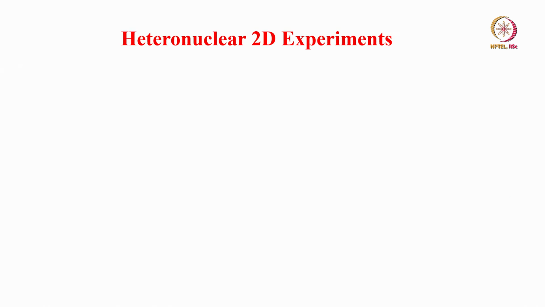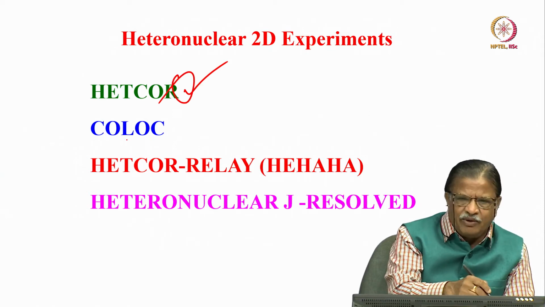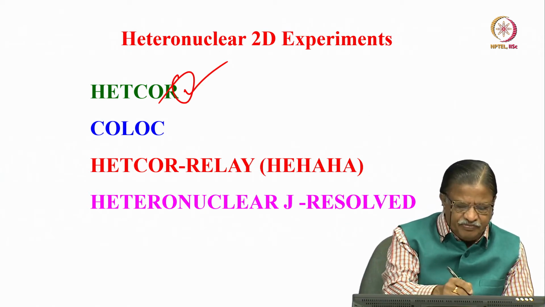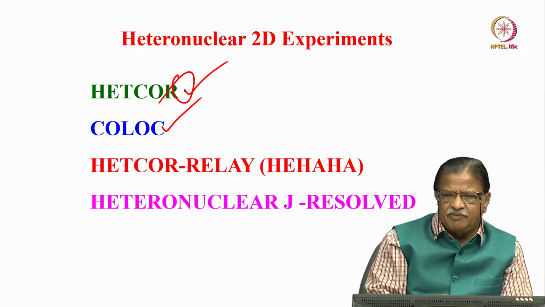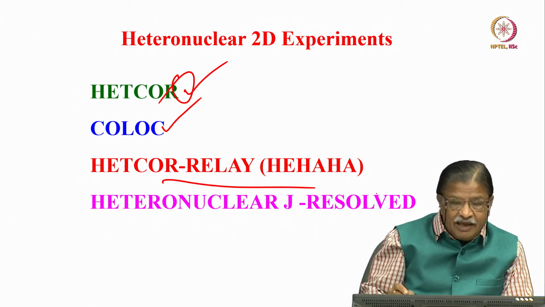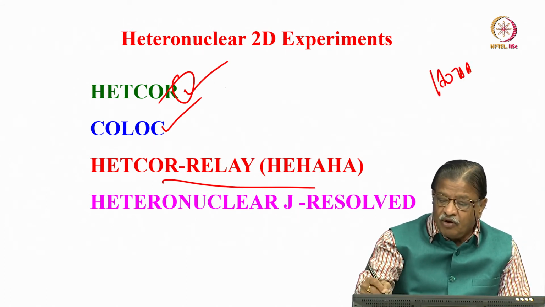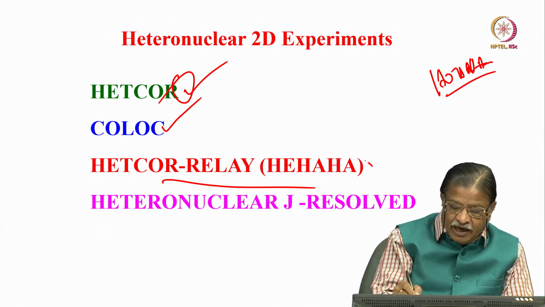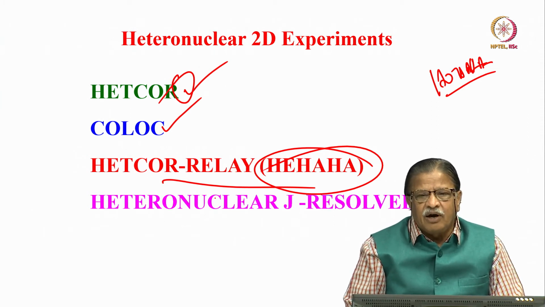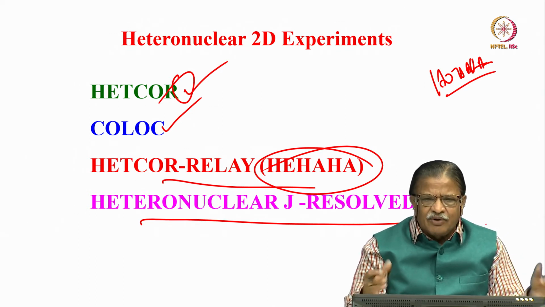Heteronuclear 2D experiments. Similarly, like homonuclear, we can also have heteronuclear, where heteronuclear correlation is more or less not used nowadays because inverse detection has come, and we use HSQC. COLOC, long range correlation experiments. Heteronuclear relay is like the homonuclear relay experiment. TOCSY is also called HOHAHA, homonuclear Hartmann-Hahn. Same way, heteronuclear relay is called HEHAHA, heteronuclear Hartmann-Hahn experiment. A heteronuclear J-resolved experiment is also there. These are common heteronuclear experiments.